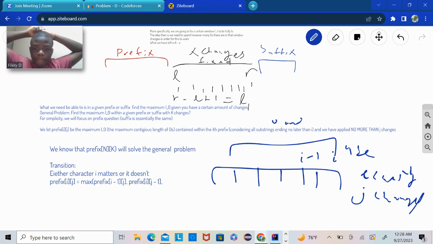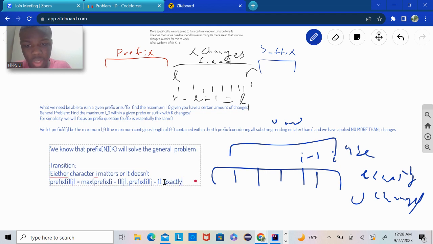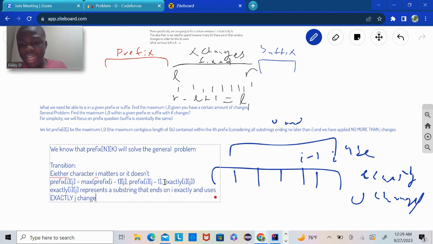We've already considered that in the prefix I minus j minus one, and we've also considered the fact that they use no more than j minus one changes. But prefix ij represents no more than j changes. So when we're considering the last character, what we're missing are the things that use exactly j changes. So we can say exactly ij represents a substring that ends on I exactly and uses exactly j changes, because that's what we're missing now, right?